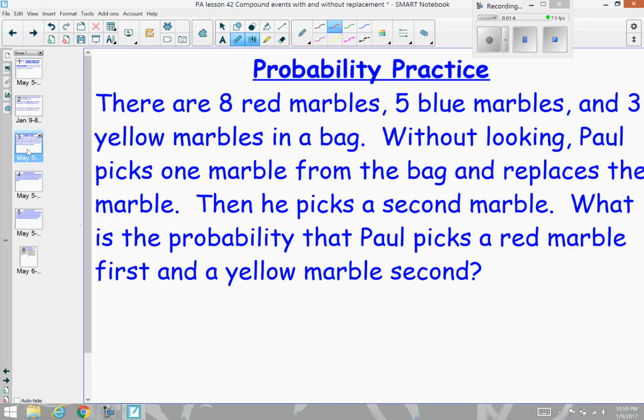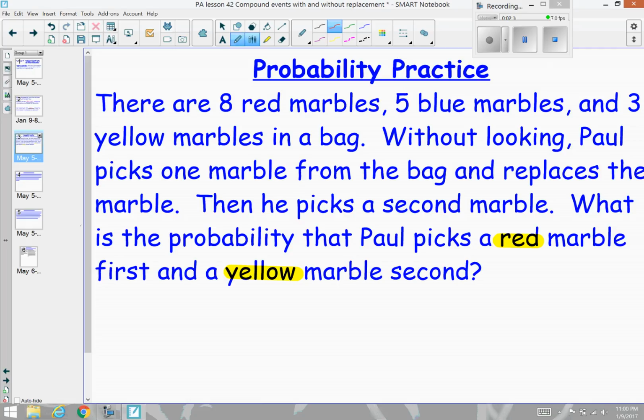Okay, let's look at some practice problems. In our first example, there are 8 red marbles, 5 blue marbles, and 3 yellow marbles, all in a bag. Without looking, Paul picks one marble from the bag, replaces it, and then he picks a second marble. We want to know what the probability is that Paul will pick a red marble first and then a yellow marble second.